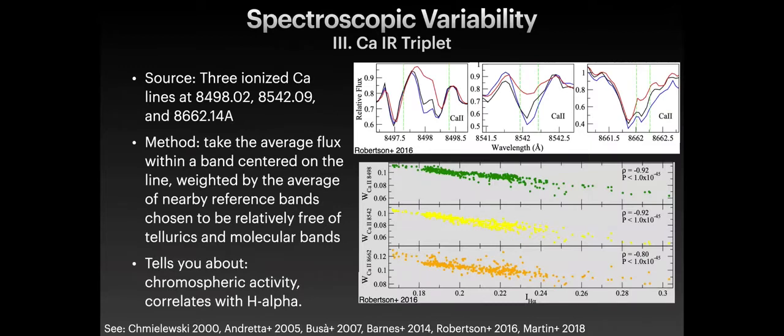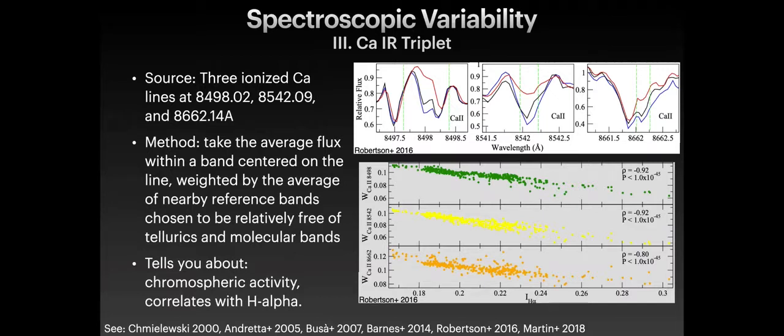And then even further into the red are the three lines that make up the calcium infrared triplet. And so this is considered by many to be one of the more promising activity indicators for the growing population of near-infrared precision RV spectrographs. Following a similar approach to the previous indicators, here we're measuring the flux in each of the line cores and then weighting it using nearby continuum bands.